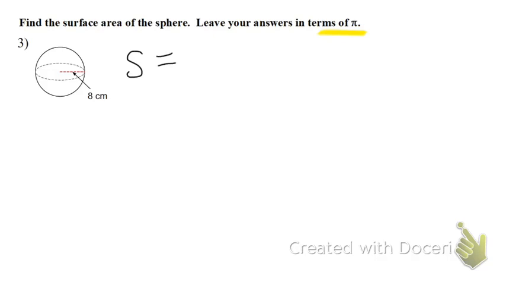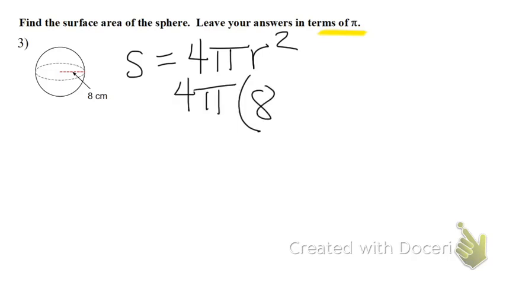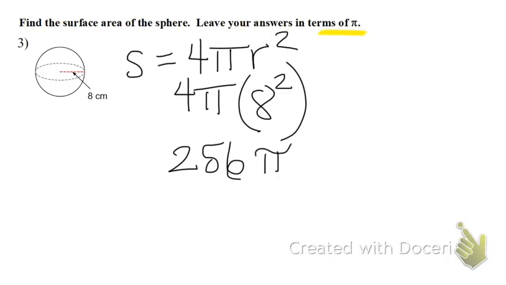Surface area is equal to 4 pi r squared. So this will be 4 times pi times my radius, 8, squared. And you can put that in your calculator. 8 times 8 is 64. And 64 times 4 gives me 256 pi. Now this is area. Surface area is still area. So instead of your units being cubed, they're still squared. So it's 256 pi centimeters squared.